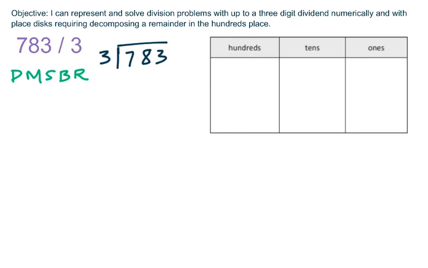So in this case, I've already prepared my problem. I've rewritten my problem with my division bracket. And the last step I need to do before I begin solving is I've got to place my number in the place value chart. So in this case, I need 7 hundreds, 8 tens, and 3 in the ones to represent 783.